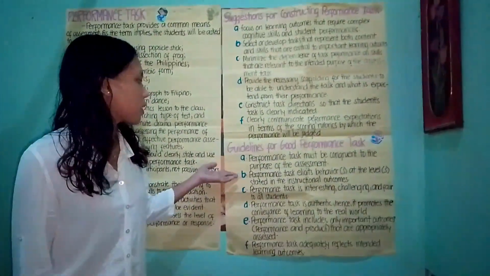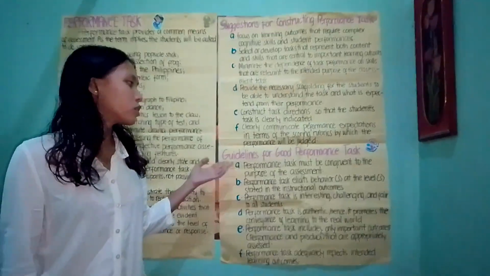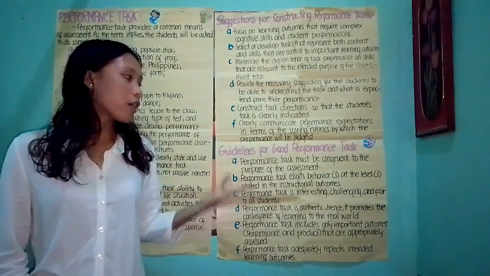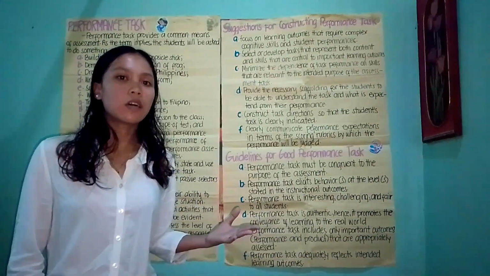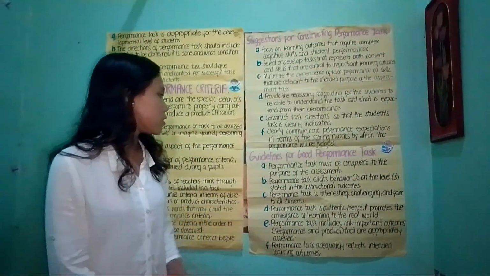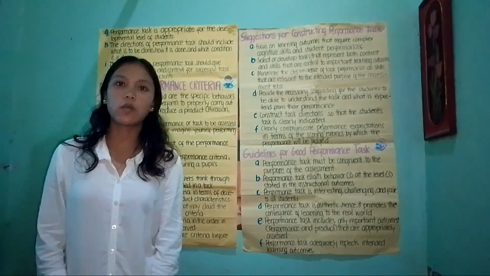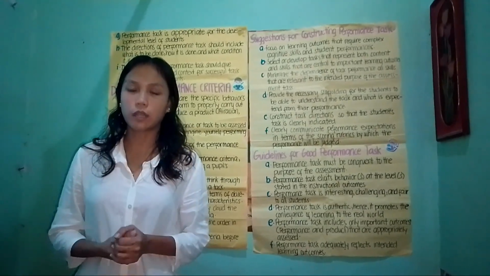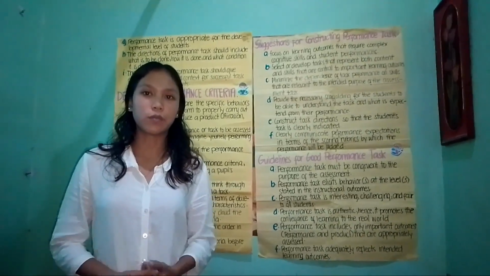Guidelines for good performance tasks. Letter A is performance task must be congruent to the purpose of the assessment. So ang task daw ay dapat direktang nauugnay to what you're trying to assess. If imong students nga makasulat, so the task should involve writing. B, performance task is authentic. It promotes the relevance of learning to the real world. So, performance task should be relevant to real-world situations, helping students see how the learning applies outside the classroom.